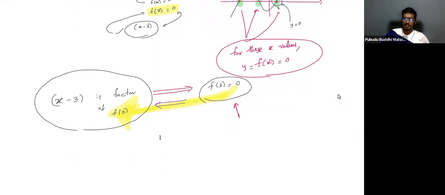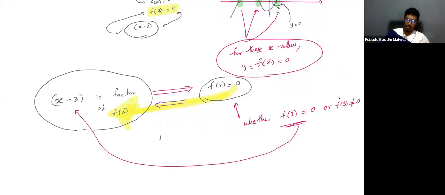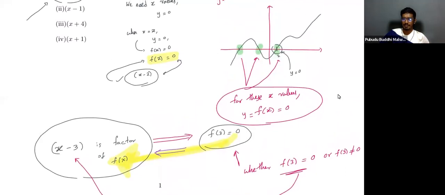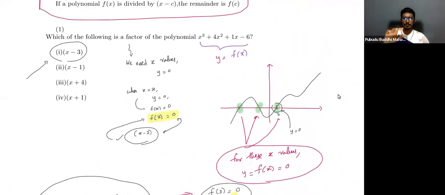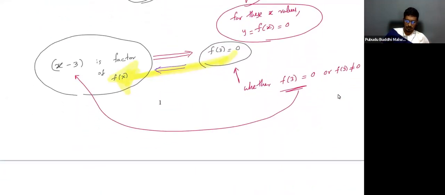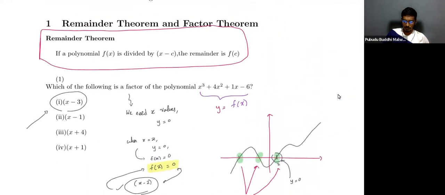So now we just need to check whether f of 3 equals 0 or not. That's what we want to check. Because if f of 3 equals 0, then x minus 3 is a factor. If f of 3 does not equal 0, then we are talking about a different y value. That's not 0. Hence not an x-intercept. Therefore, x minus 3 is not a factor. So let's check that. This is the function.